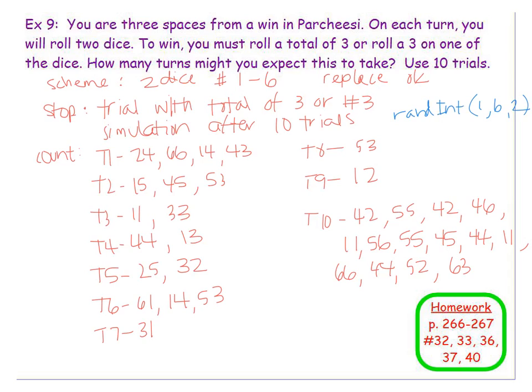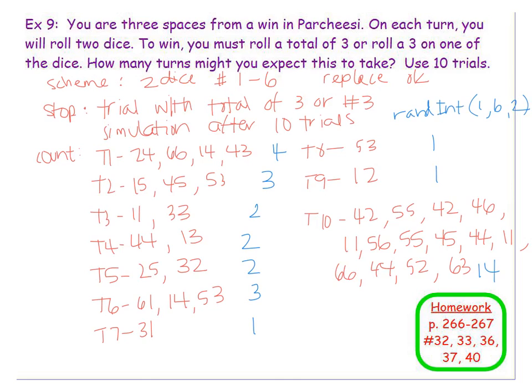So now what we need to figure out is, because it wants to know how many turns you might expect this to take. So the first trial took 4 turns. Second trial, 3 turns. Third trial, 2. Fourth trial, 2. Fifth trial, 2. Sixth trial, 3. Seventh trial, 1. Eighth trial, 1. Ninth trial, 1. 10th trial, 1, 2, 3, 4, 5, 6, 7, 8, 9, 10, 11, 12, 13, 14.